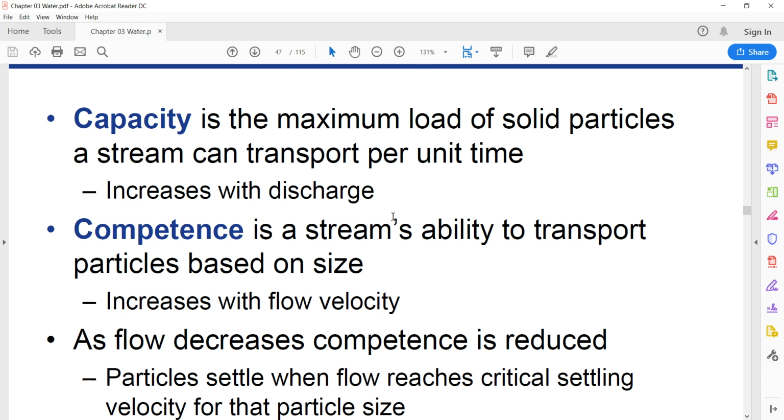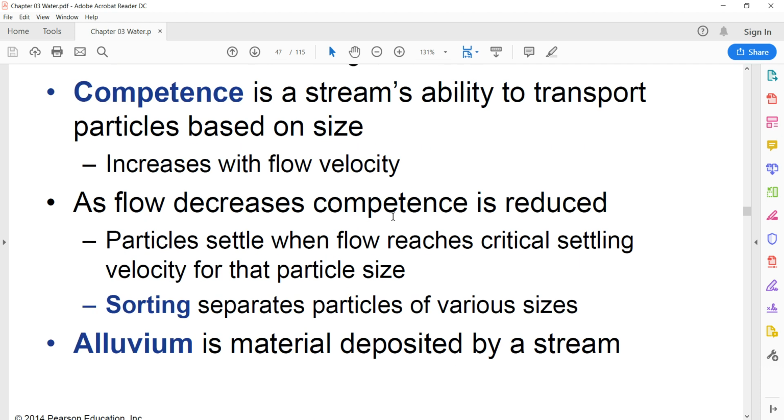Competence, on the other hand, is based on the size of the sediments. Competence is a stream's ability to transport particles based on size. It reflects the size of the sediment the stream can carry as it flows downstream. As flow decreases, competence is reduced. As the river flows downstream, it will have less and less energy because the landscape is becoming less and less steep. Now it has a weaker flow, so it has less energy to carry heavier sediment. So the competence will decrease, because competence is based on the size of the sediment carried by the river system.